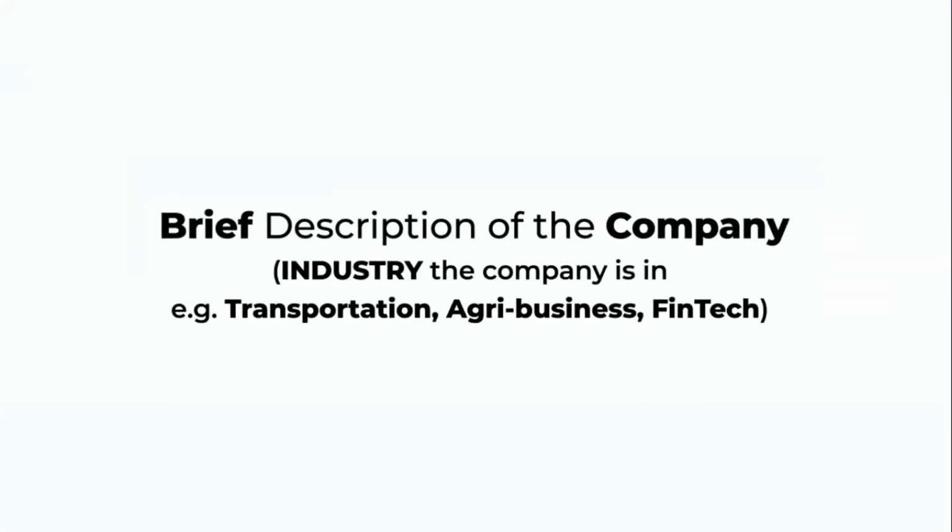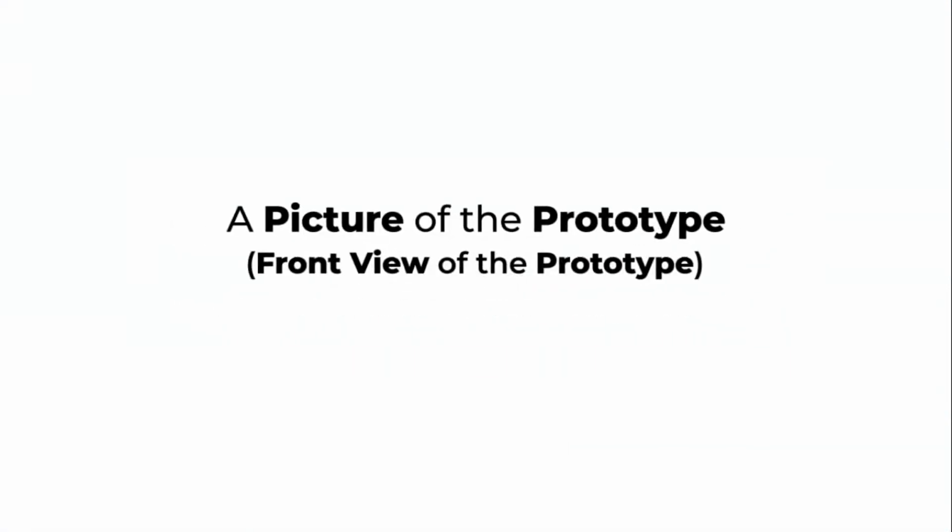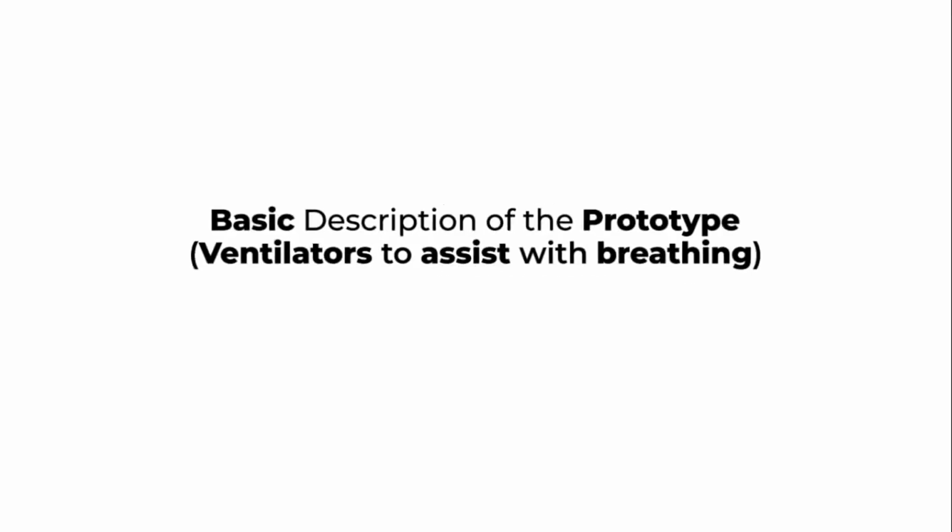1. A brief description of the company. Include the industry of the company, e.g., transportation, agribusiness, or fintech. 2. Include a picture of the prototype. Take a front view picture of the prototype and include it in the pitch deck. 3. Add a basic description of the prototype. For example, ventilators to assist with breathing.